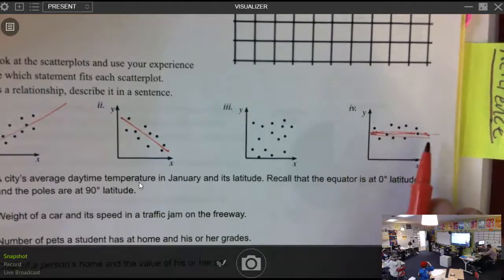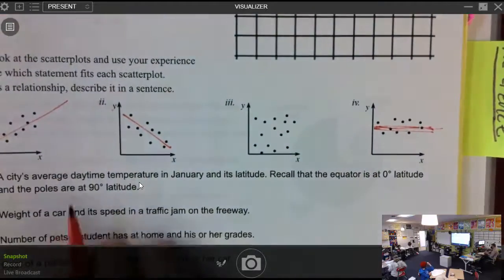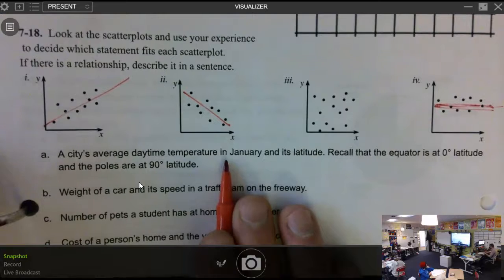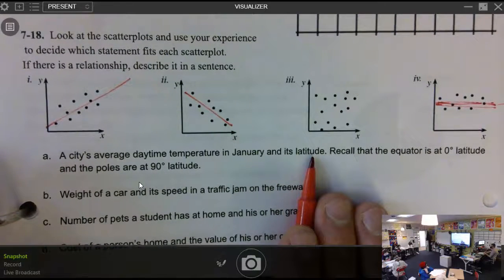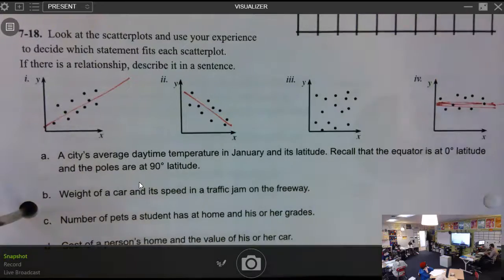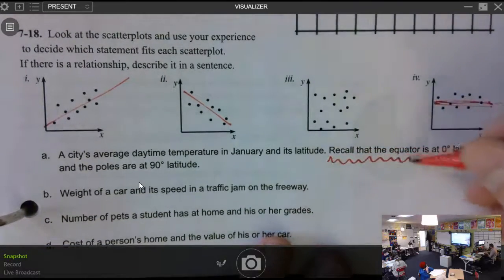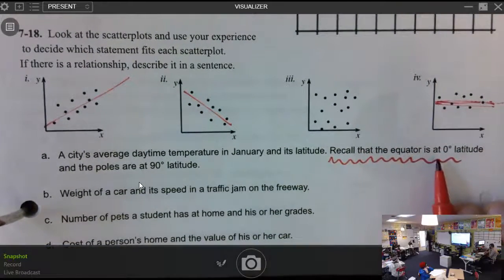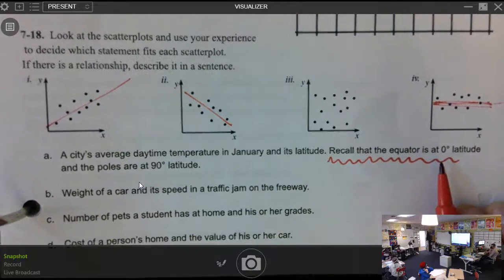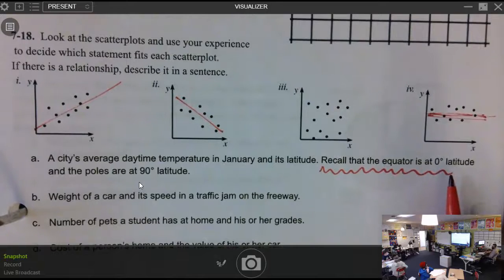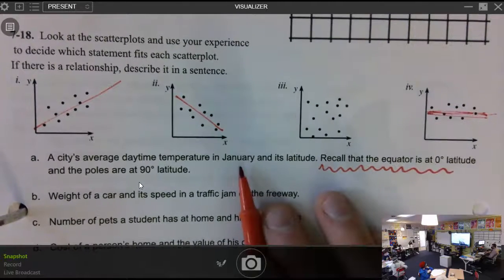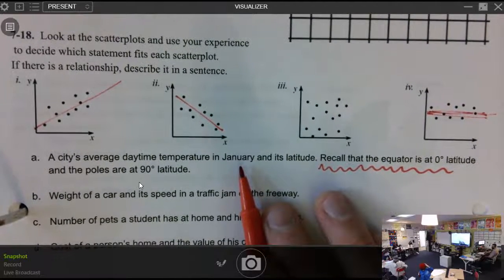Like it stays consistent. So, a city's average daytime temperature in January and its latitude. So, as latitude changes, look, we gave you the reminder. Recall that the equator is at a 0 latitude. Everything else goes up from there. So, do you think the temperature is higher or lower at the equator during January? Higher.